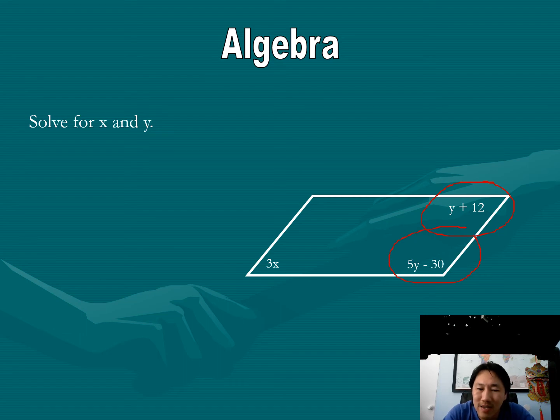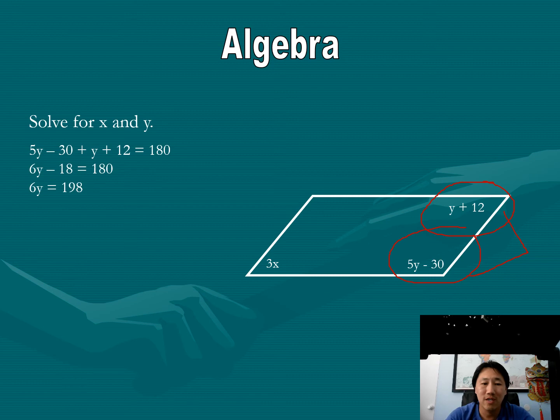What do I notice? They are consecutive, so together they must be supplementary. So there it is, 5y minus 30 plus y plus 12 equals 180. Use a little bit of algebra. Solve it out. You should get y equals 33. All right, that's nice. 33 is easy enough.